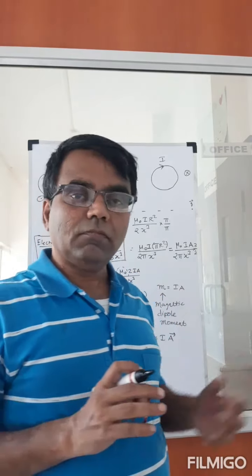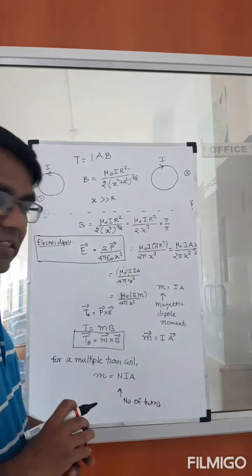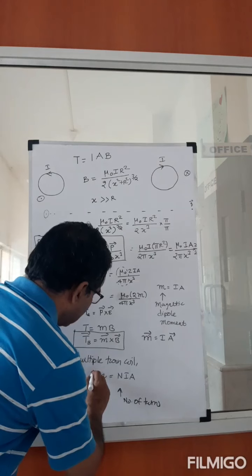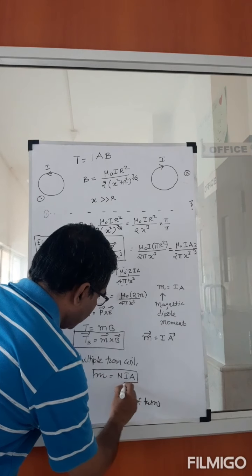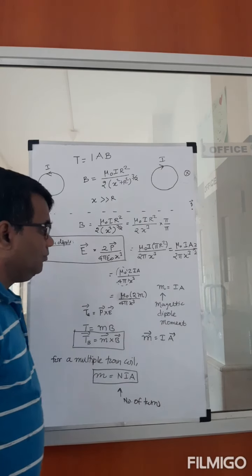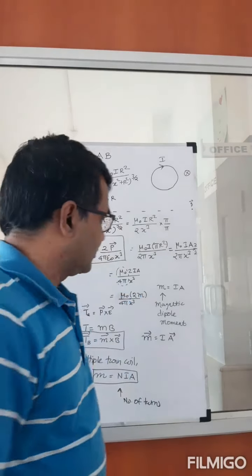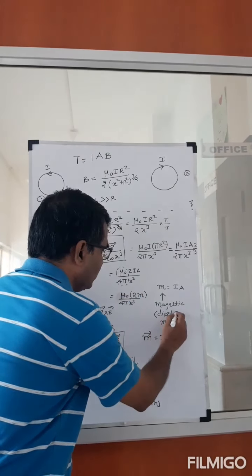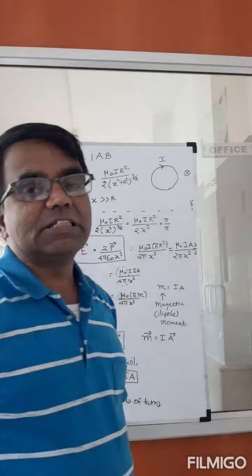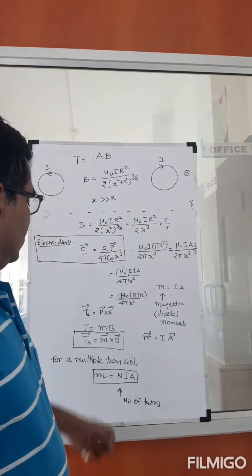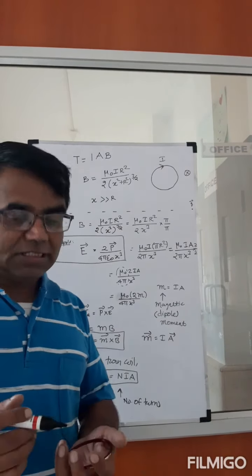So this would be the magnetic dipole moment, or magnetic moment in short. Hope you understand this.